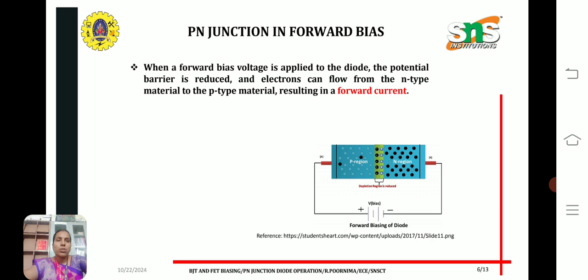So the PN junction acts as a unidirectional diode. The current flows from anode to cathode. This current is called the forward current.